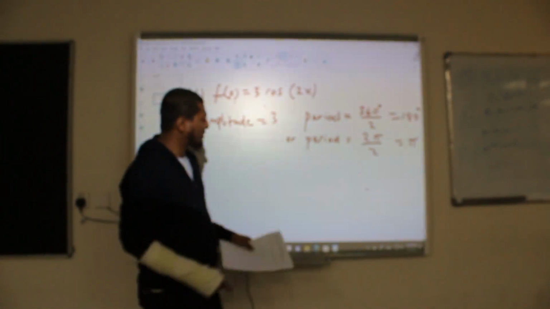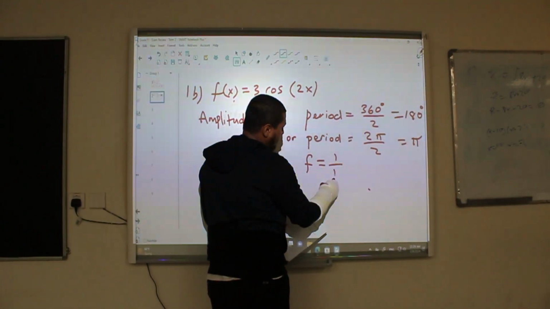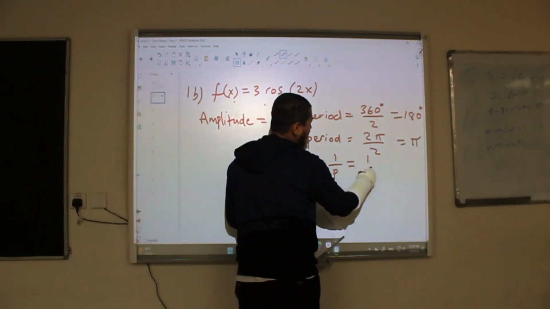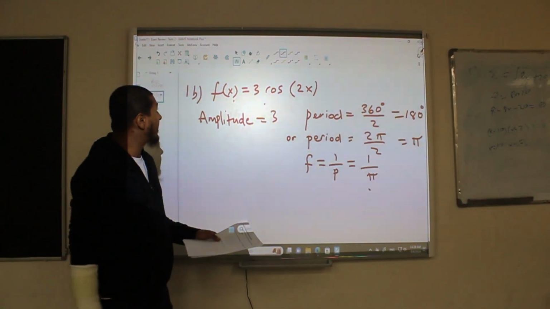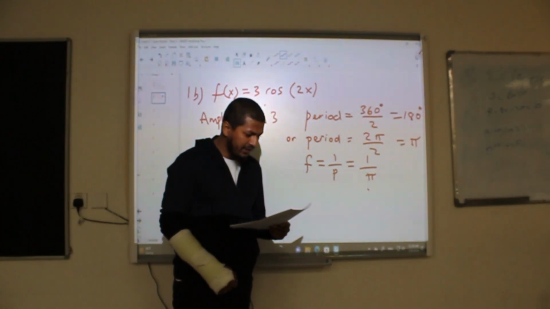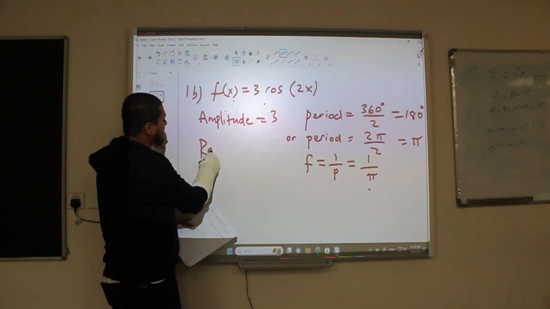And from the period, we can also work out the frequency. So let's work out frequency, which is equal to 1 over the period. Period is pi, so 1 divided by pi will be my frequency. Next, we can work out the amplitude, the period, and the range. So what is the range?